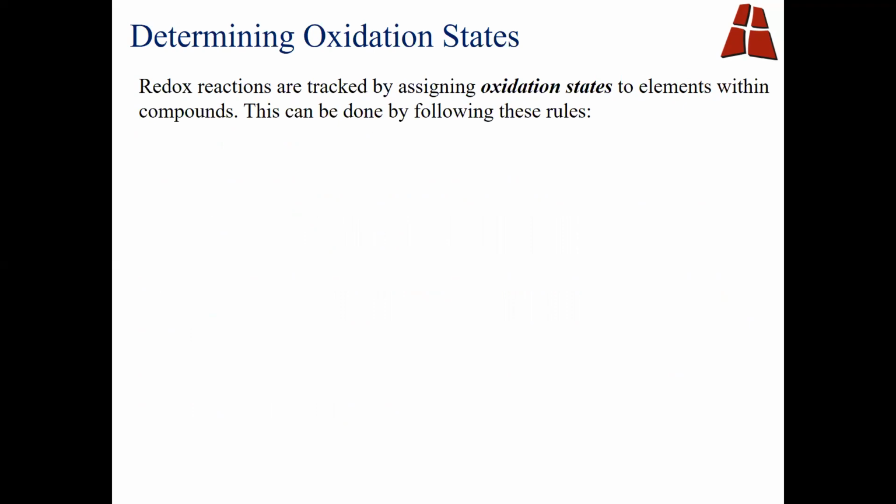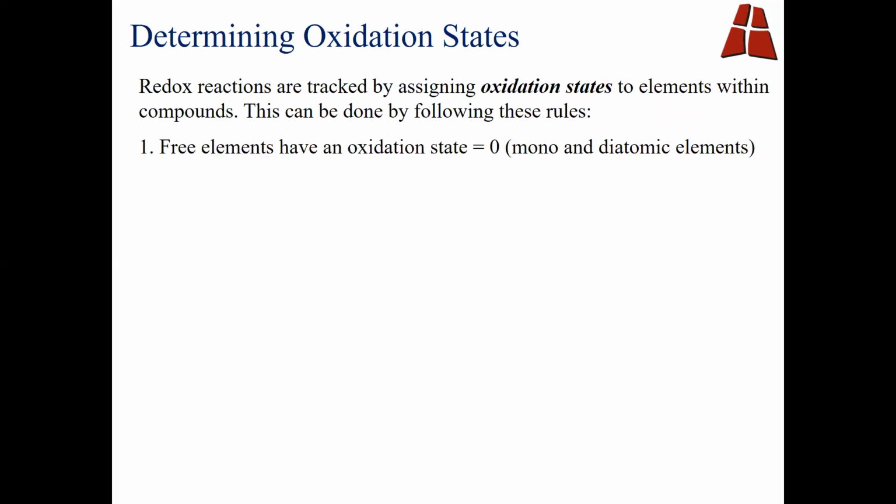We track what is reduced and what is oxidized in a redox reaction by assigning oxidation states to elements within those compounds. And this can be done systematically following some rules. The first rule is that free elements, so elements that are just themselves, have an oxidation state of 0. This is also true for diatomic elements, like Cl2. Cl would have an oxidation state of 0 in that case, despite there being 2 atoms, because it is only a single element that is still an oxidation state of 0.